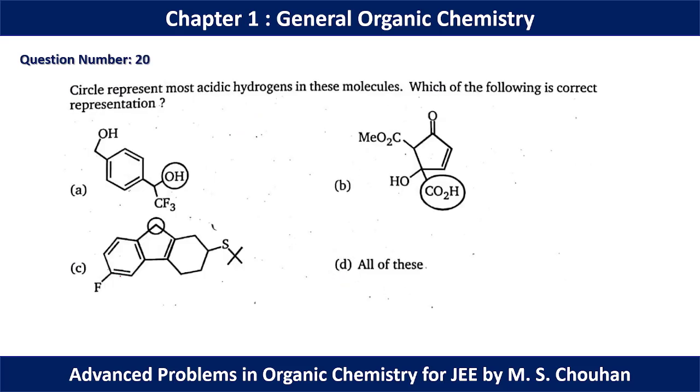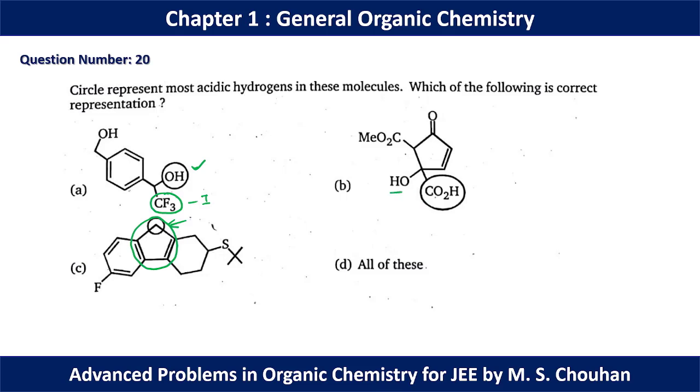In question number 20, we have to find the most acidic hydrogen in the circle 1. In this case, the conjugate base is stabilized by the electronegative CF3 group, or the minus I effect of the CF3 group. That's why this one is more acidic in nature. If we remove hydrogen from this, the conjugate base will become aromatic in nature. That's why this is the acidic hydrogen.